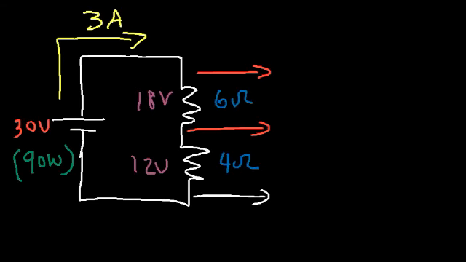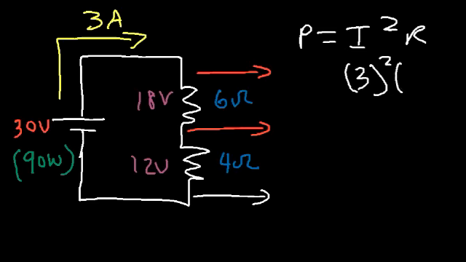Let's use the second form of the equation. P is equal to I squared R. So the current that flows through the 6 ohm resistor is 3 amps. So 3 squared times the resistance of 6. 3 squared is 9. That's 3 times 3. And 9 times 6 is 54. So the 6 ohm resistor absorbs 54 watts of power.